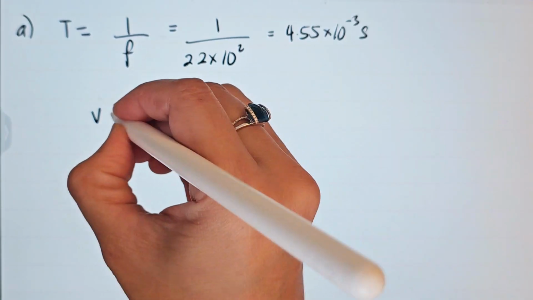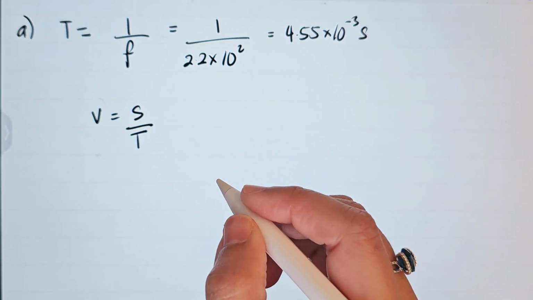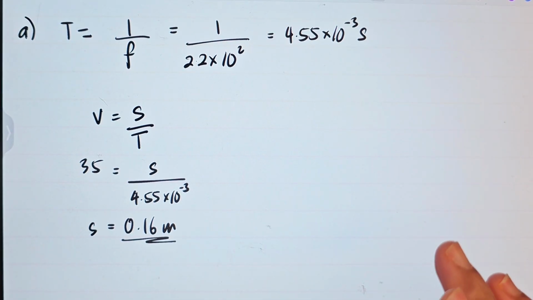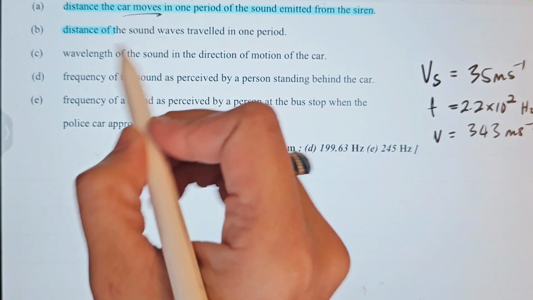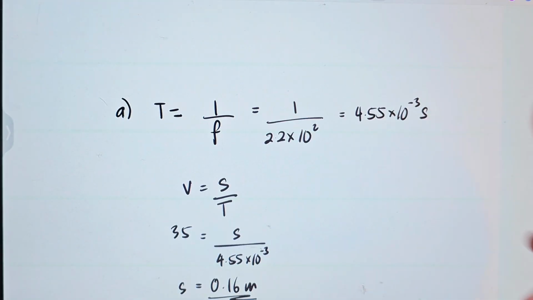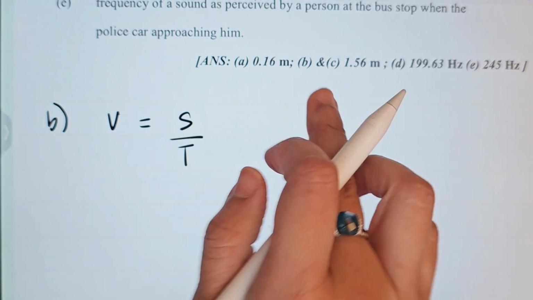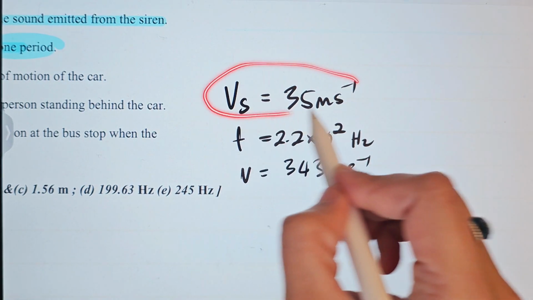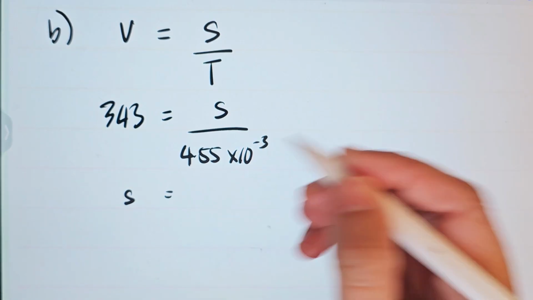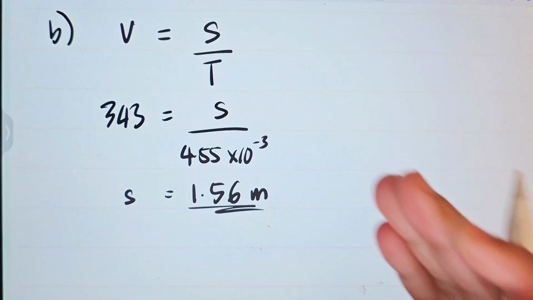We know that the velocity equals displacement over time, so I put the period straight in, and then we substitute the values. So the displacement of the car is 0.16 meters. Question B is asking for the distance again, but this time for the sound wave that travels in one period. Because the period is the same, I'm going to use the same equation and the same period, but this time a different V. If this one is the velocity of the car, this one is the velocity of the sound. So the sound can travel up to 1.56 meters with the same period.